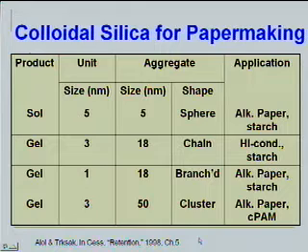This slide shows the different types of colloidal silica for papermaking. The papermaker knows that with the addition of different polymers, we can add the different colloidal silica, the sol and the gel.